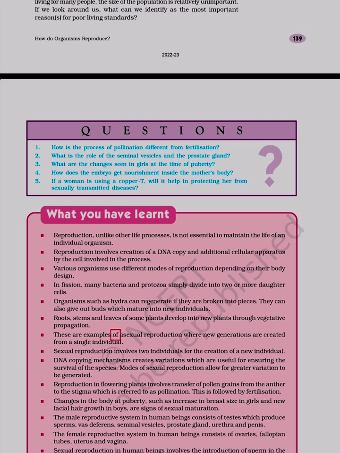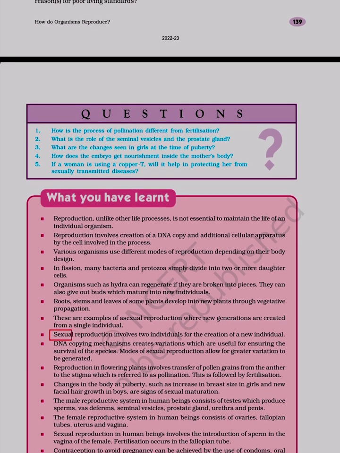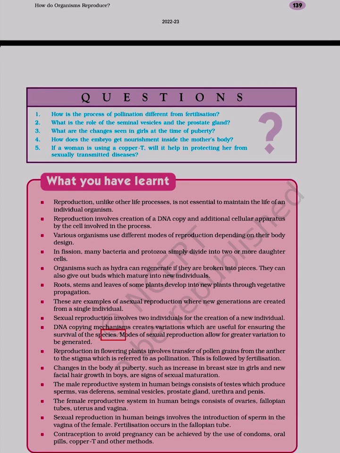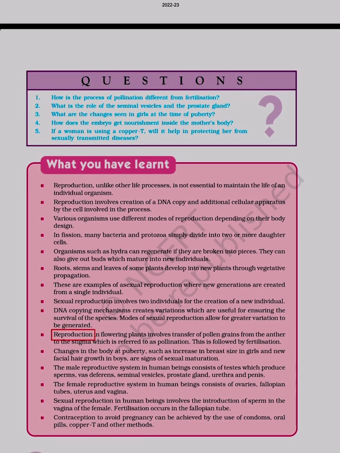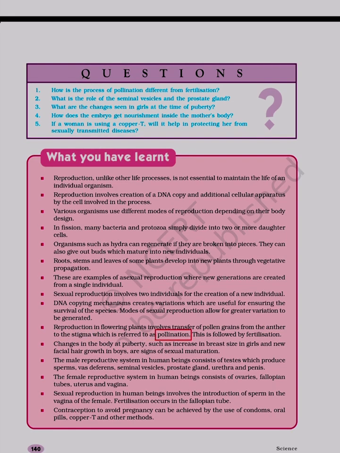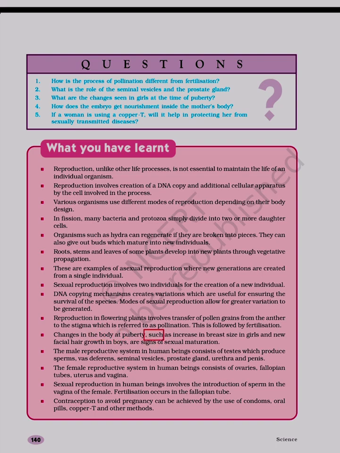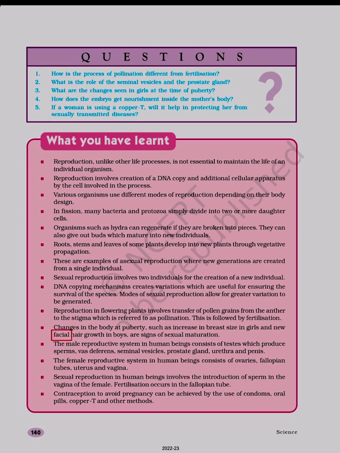These are examples of asexual reproduction where new generations are created from a single individual. Sexual reproduction involves 2 individuals for the creation of a new individual. DNA copying mechanisms create variations which are useful for ensuring the survival of the species. Modes of sexual reproduction allow for greater variation to be generated. Reproduction in flowering plants involves transfer of pollen grains from the anther to the stigma, which is referred to as pollination. This is followed by fertilization. Changes in the body at puberty, such as increase in breast size in girls and new facial hair growth in boys, are signs of sexual maturation.